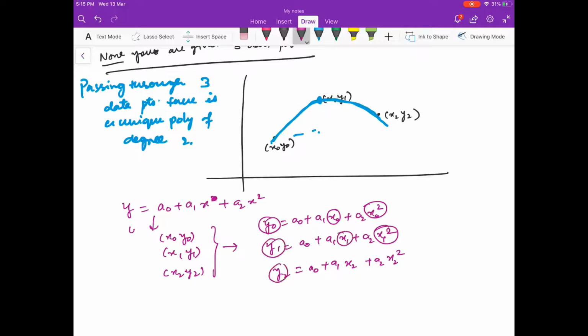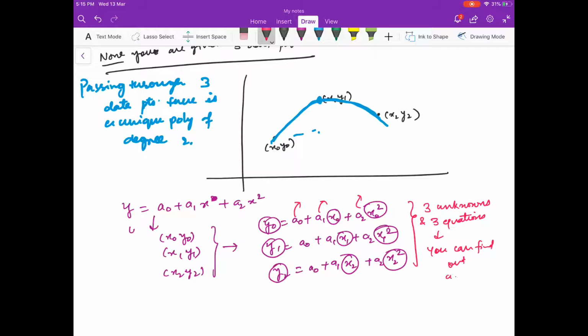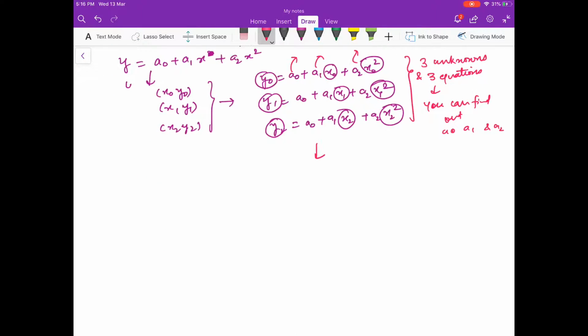Now these are simply the numbers. So you have 3 equations and 3 variables. Your unknowns are a0, a1 and a2. So you have 3 unknowns and 3 equations. You can easily find out a0, a1 and a2, and finally your polynomial is of this form.